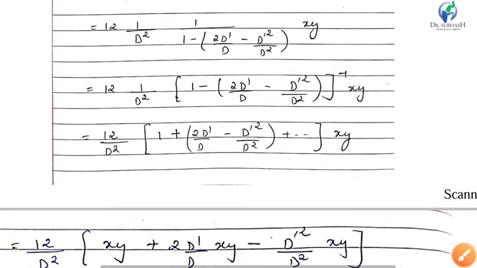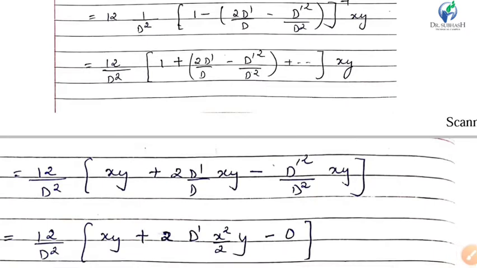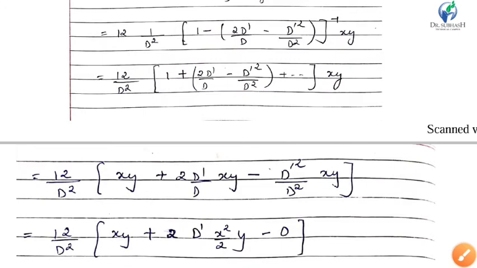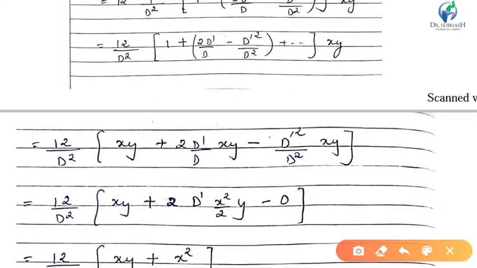Okay. Now according to the binomial theorem, (1 minus x) inverse can be written as 1 plus x plus x square and so on. We need not take many terms, it will be enough if we take one or two terms. Okay, so now I will multiply this xy with these three terms. So here I will get xy. Next I am multiplying xy to the second term and multiplying xy to the third term.